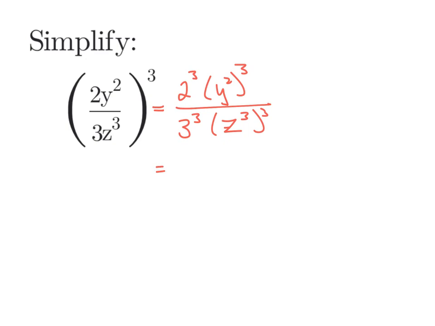Now let's simplify each one of those factors. Remember that when we take something to the third power, like 2, 2 to the third power is 2 times 2 times 2, which is 8. In the denominator, 3 to the third is 3 times 3 times 3, which is 27. For y squared to the third, we have a power to a power right here, and so we multiply those powers together. 2 times 3 is 6. And the same thing in the denominator. We got z to the third, so we need to multiply those two powers together as well, and we'll get z to the ninth. And there's our final answer.